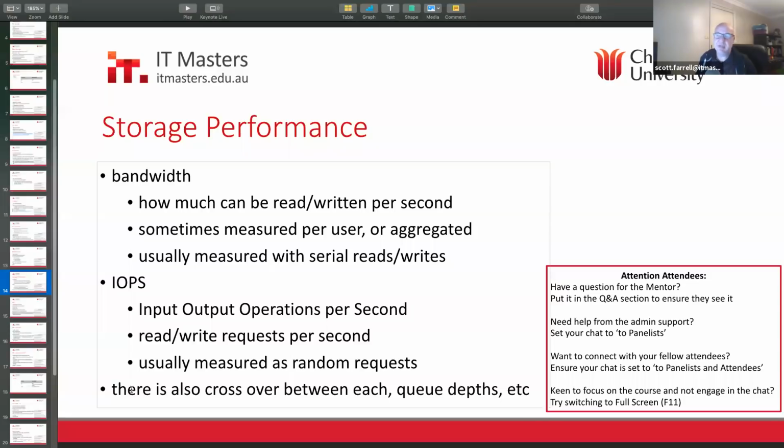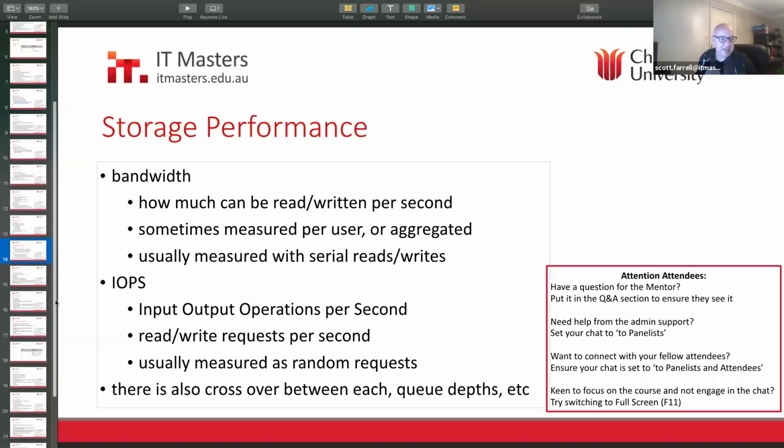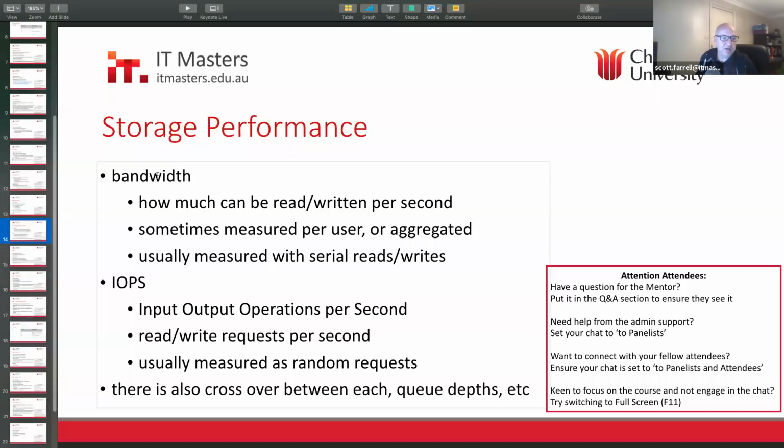And then just to make it even more complicated, there's a crossover between each, with things that come into it like queue depths, and it can get quite complicated. For example, if you push the IOPS too high and you've got a large block size, you'll run out of bandwidth. It gets a little bit complicated, but we'll have a look at how both of these work on our different storage types.